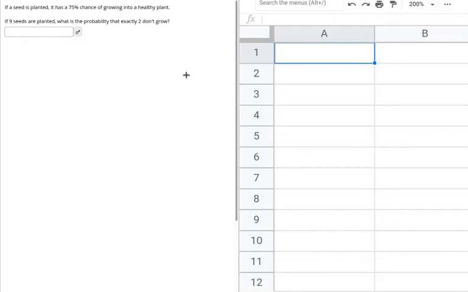If a seed is planted, it has a 75% chance of growing into a healthy plant. If 9 seeds are planted, what is the probability that exactly 2 don't grow?